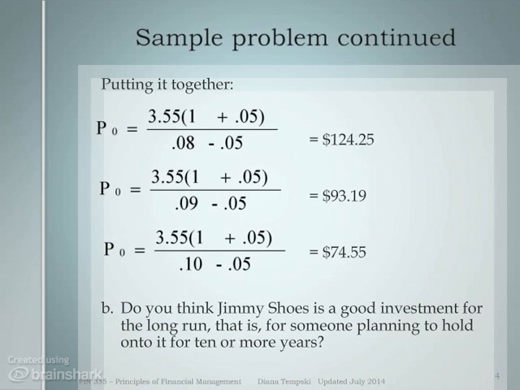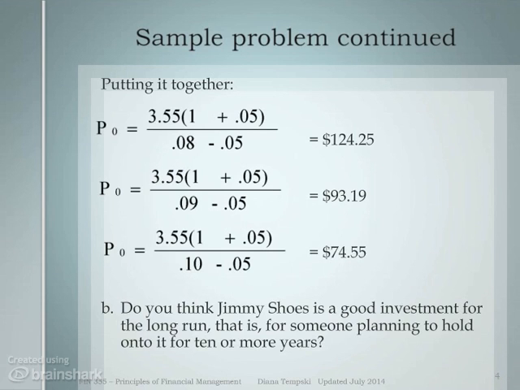So the first one, we have the $3.55 last dividend paid, and it's going to follow for all of them, times 1 plus the 5% growth rate. And then the denominators for each are the only things that change. Our R sub S changes from 8% to 9% to 10% in each calculation.